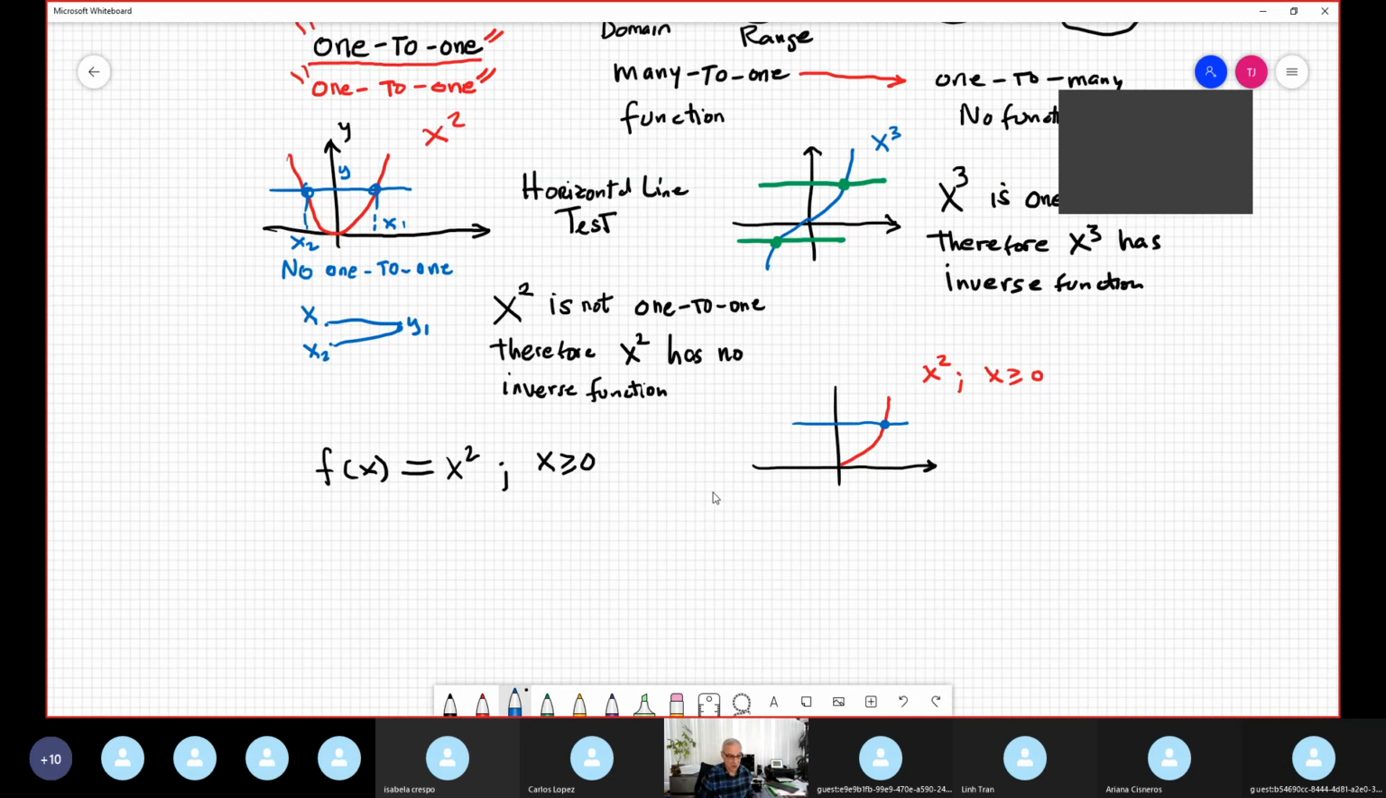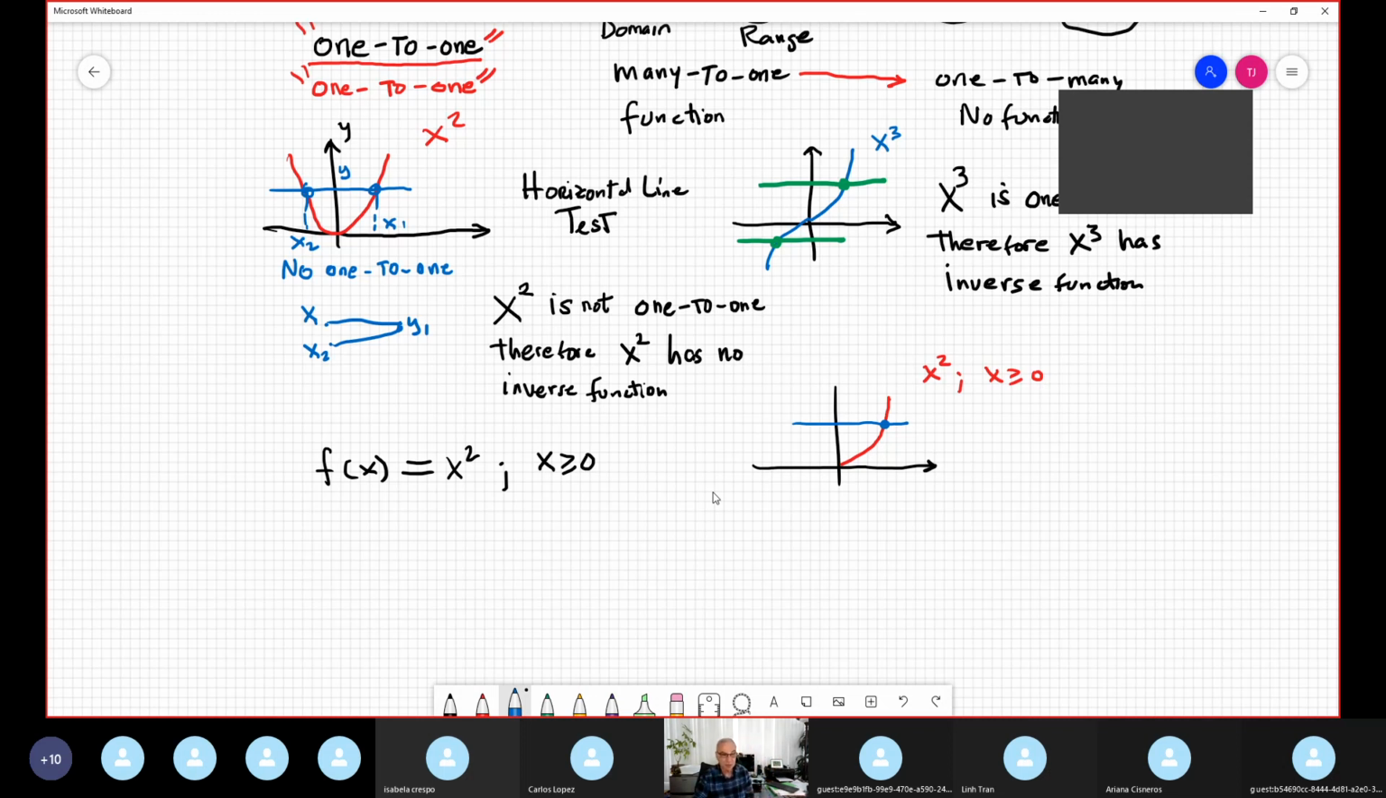So when you see that I define a function, I put a formula, but I put also a semicolon, and I express one set that I suppose hypothetically is the new domain. Then, under that condition it is one-to-one, so we have an inverse function.